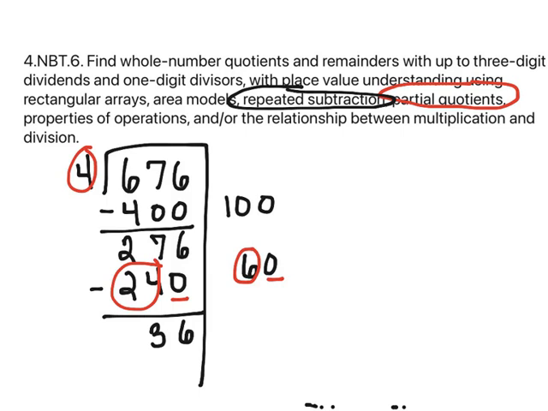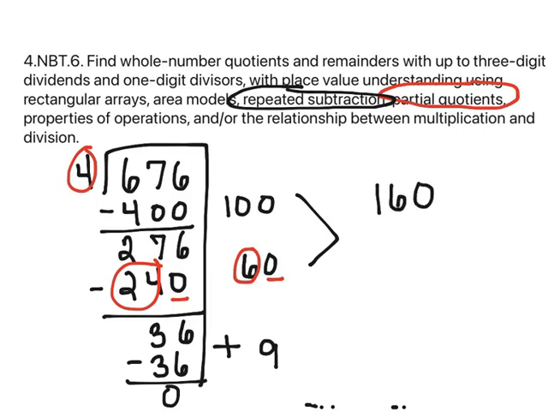Now, 36 divided by 4, what times 4 gives me 36? And we know that 9 times 4 is 36. I subtract, I get 0. Once you get 0 or less than the divisor of 4, you are finished. Now I'm going to add these together. 100 plus 60 is 160, plus 9, 169.